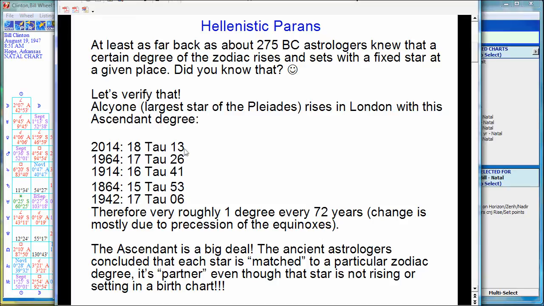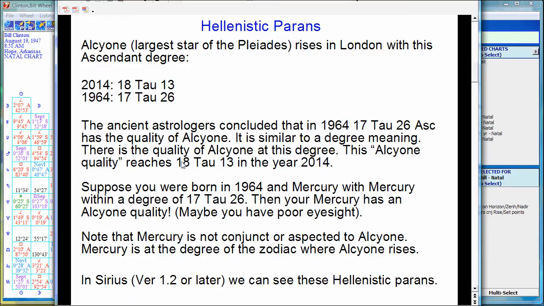It's almost like a degree meaning, that degree is saturated with Pleiades influence, because when 18 Taurus rises in London, Pleiades rises. They must rise together. And then back 50 years ago, it would have been 17 Taurus 26. It moves very slowly. So you get this idea of a degree meaning that the degree is saturated or filled or colored with the quality of that star, because that degree rises with that star.